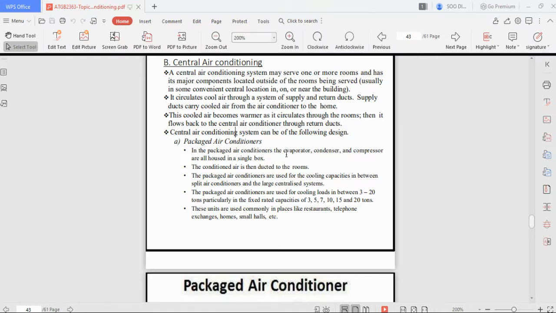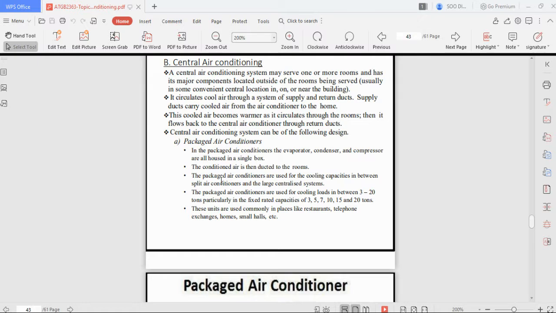No matter what you go for, if you want to cool a room or an area, all these four components are the same. Here we have an evaporator, condenser, and compressor. They have omitted the expansion valve out here, but the expansion valve is still very important.